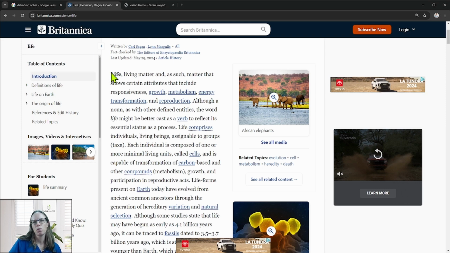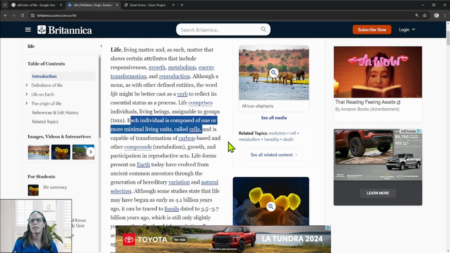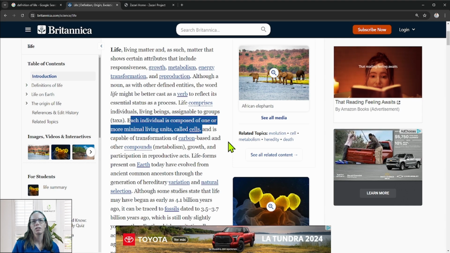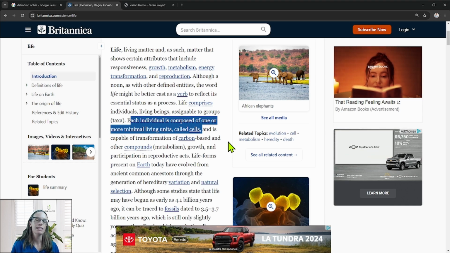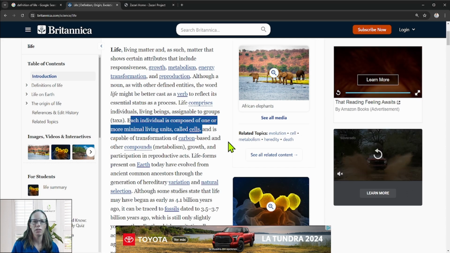But if you were to ask what is life, this tells us life is matter. And this matter happens to perform these particular activities. Description, not actually telling us what life is. Furthermore, a living system is composed of one or more living units called cells. So today it is accepted that the cell is the smallest form of life.